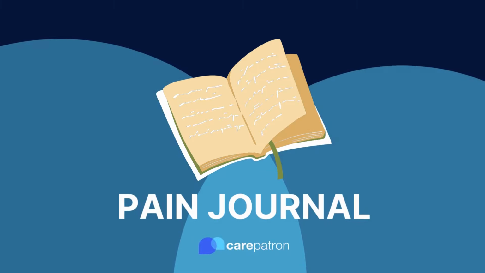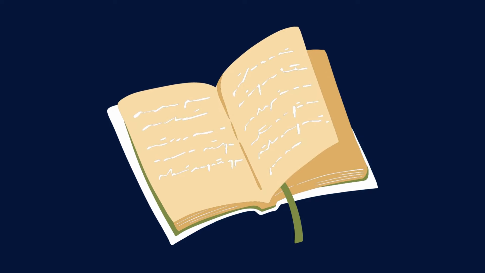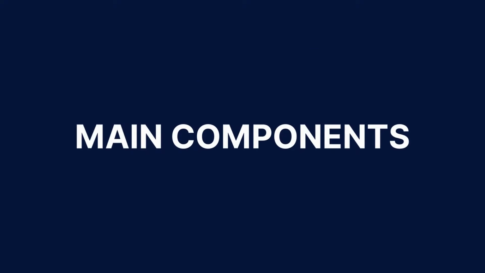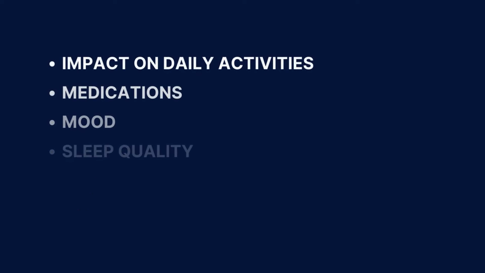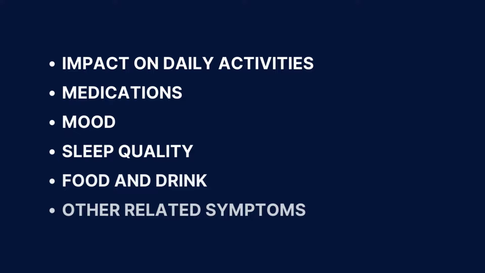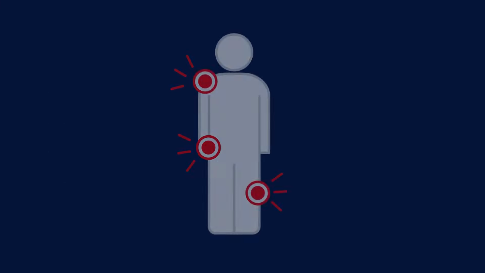A pain journal is a systematic tool to document and track pain experiences. This is essential for individuals dealing with chronic pain and their healthcare providers. The main components of a pain journal include pain intensity, location, description, duration, triggers, alleviating factors, impact on daily activities, medication and their effects, mood, sleep quality, food and drink, and any other related symptoms.